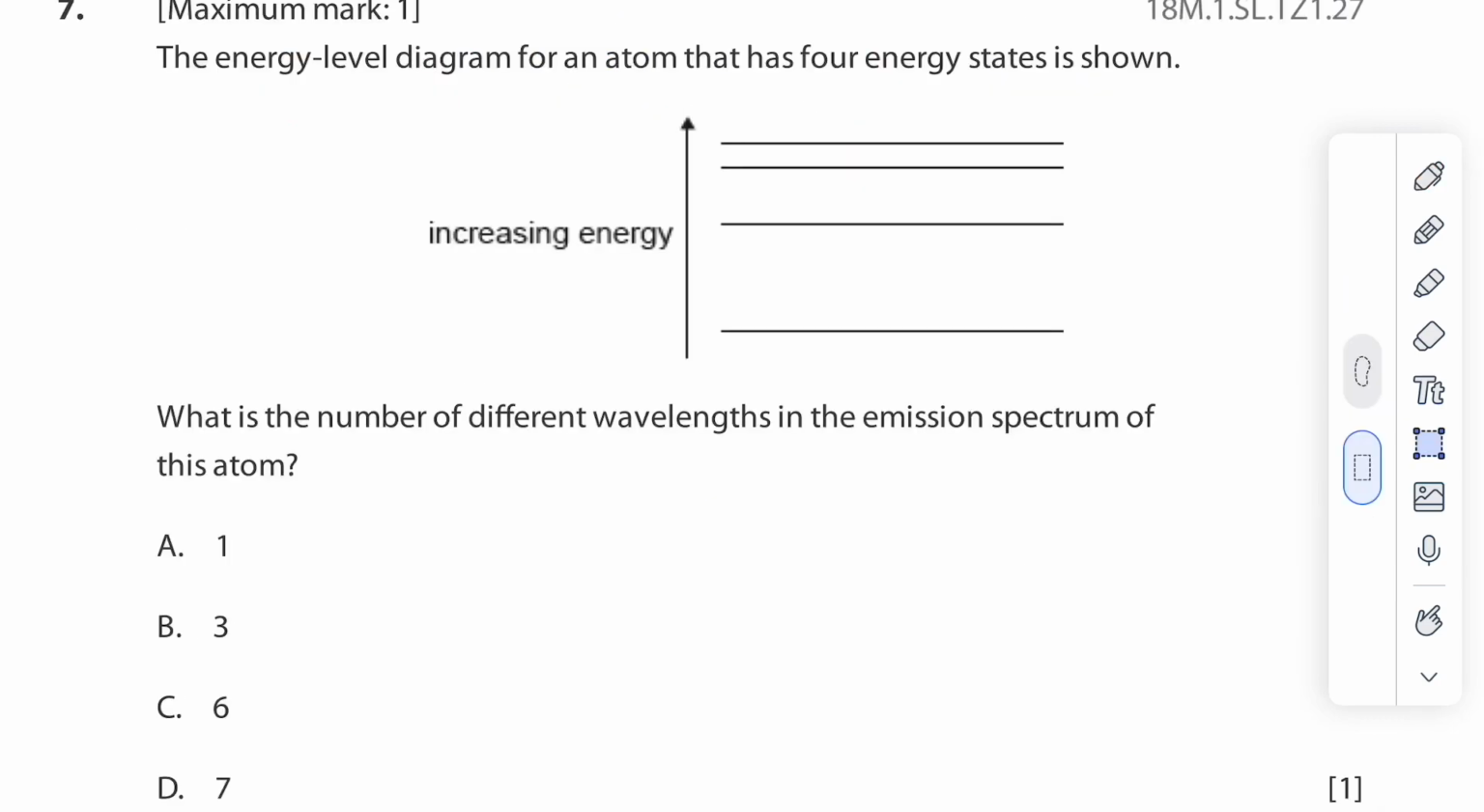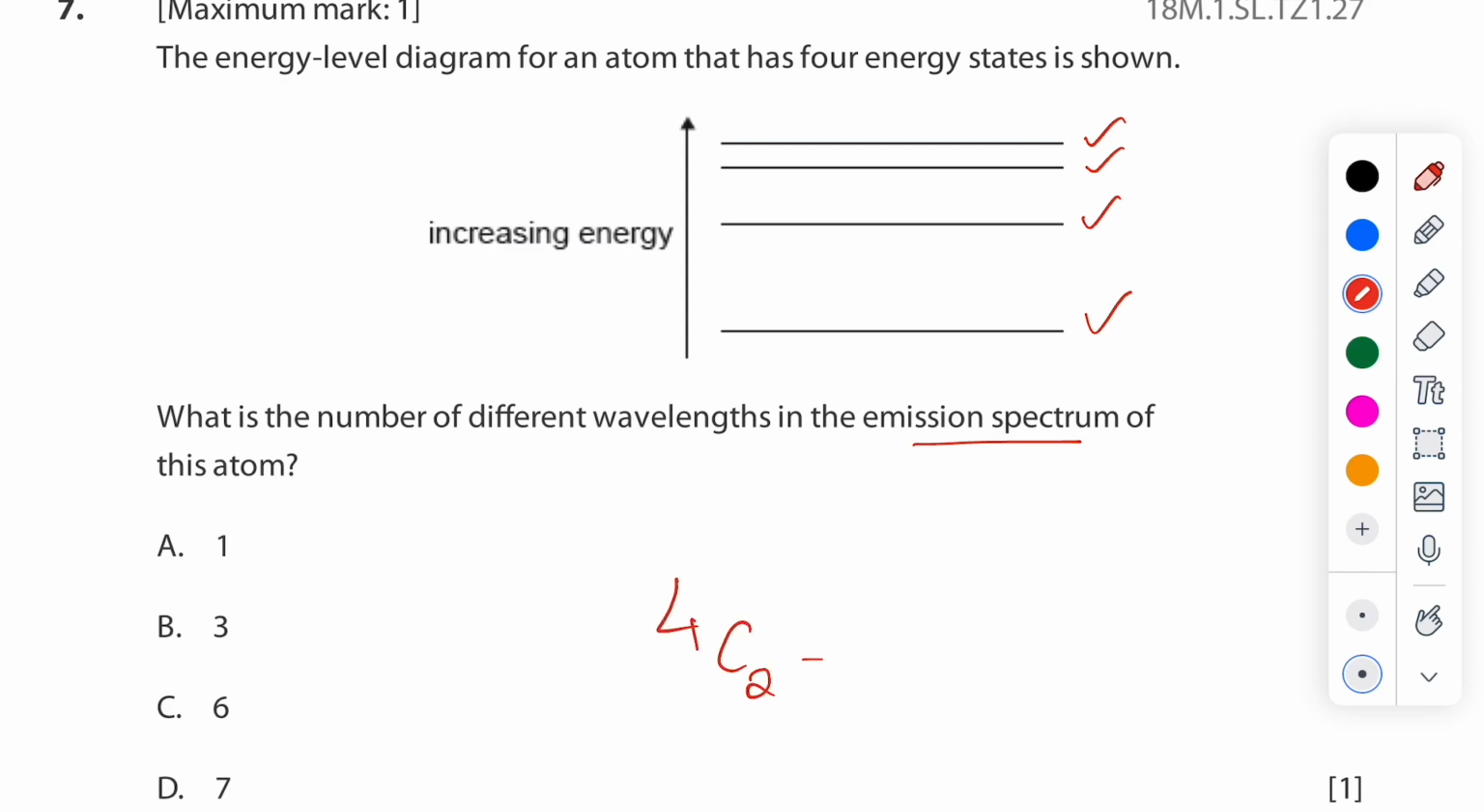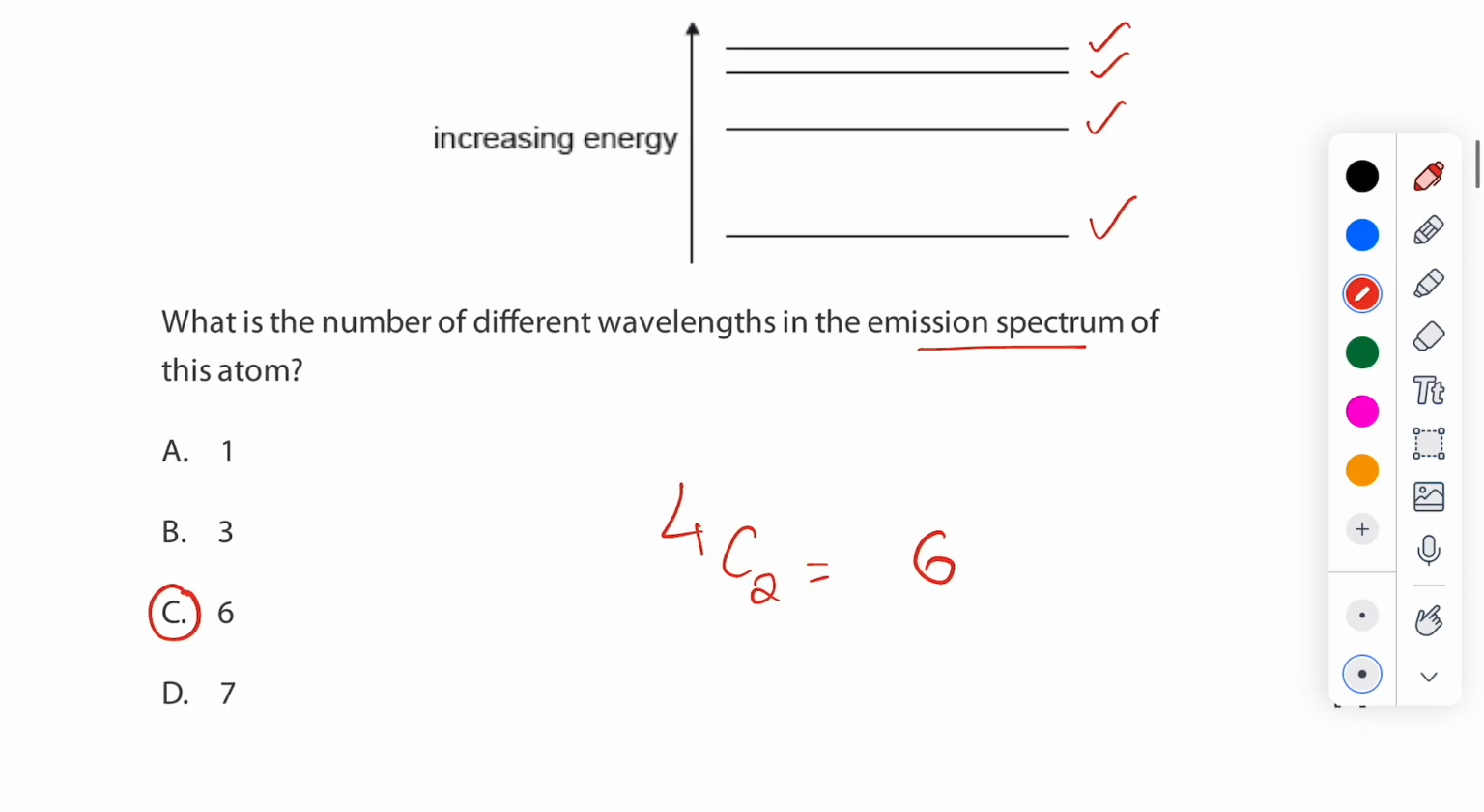Question number 7. The energy level diagram for an atom that has 4 energy states is given: 1, 2, 3, 4. Now, what is the number of different wavelengths in the emission spectrum? So when is emission spectrum happening? Whenever there is an electron transition between two energy levels. So out of 4, I have to choose 2, 4C2. 4C2 is going to be 6. So the option is going to be 6.